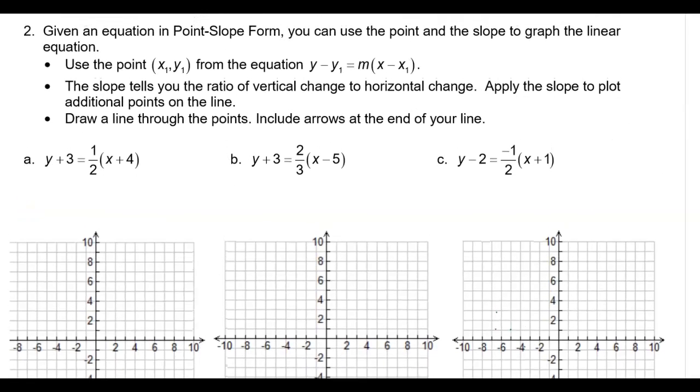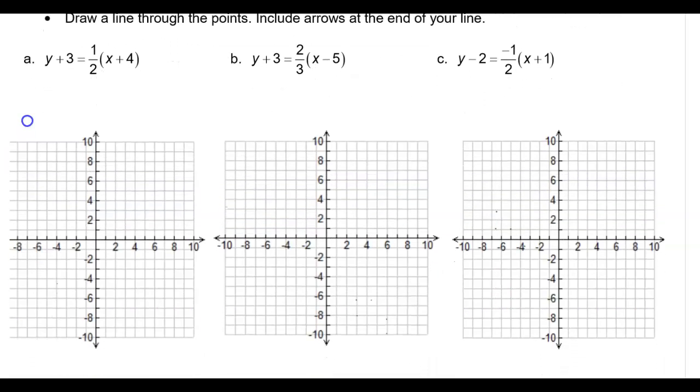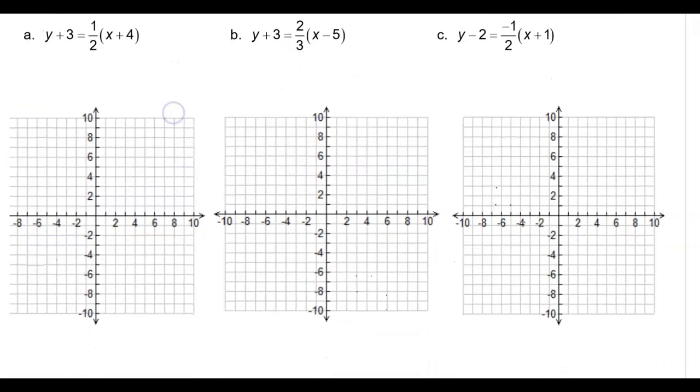To graph equations that are in point-slope form, we're going to use the point (x sub 1, y sub 1) to be our starting point for the graph. So in part A, let us point out the slope is 1/2 and the point is going to be (-4, -3). Plot the point (-4, -3), and then walk the slope: up 1, right 2, up 1, right 2.